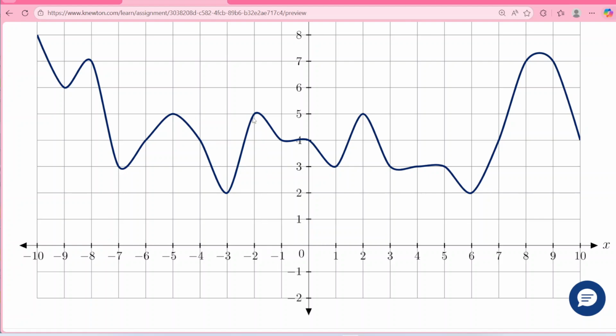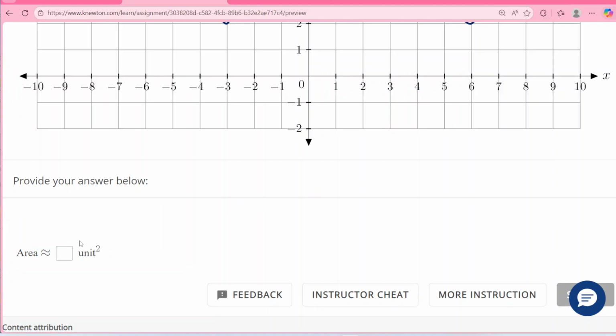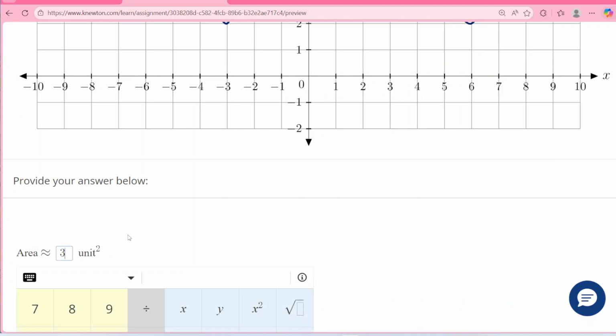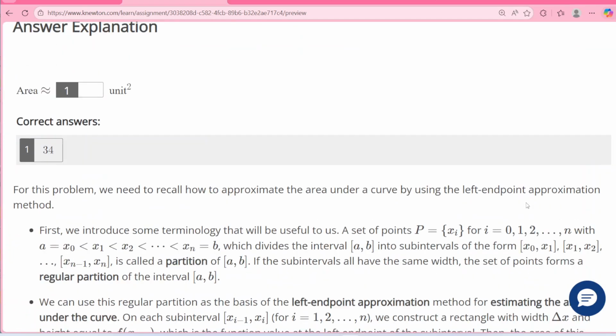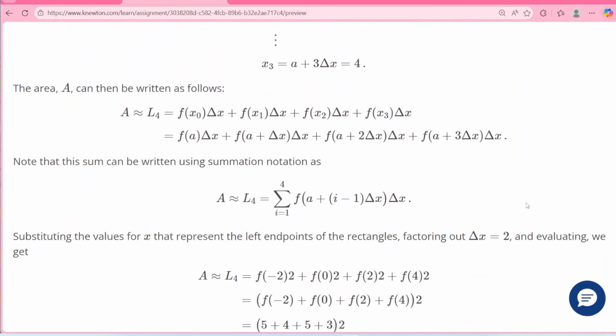The value of f at -2 is 5, plus at 0 is 4, 5 plus 4 is 9. Then at 2 is 5 again, that's 14 total for the heights now, and then at 4 is 3. So we get 14 plus 3, that's 17 times 2, right? The width for all of them is 34. The area of all these rectangles would be 34 square units. All right, again, they'll show a picture.